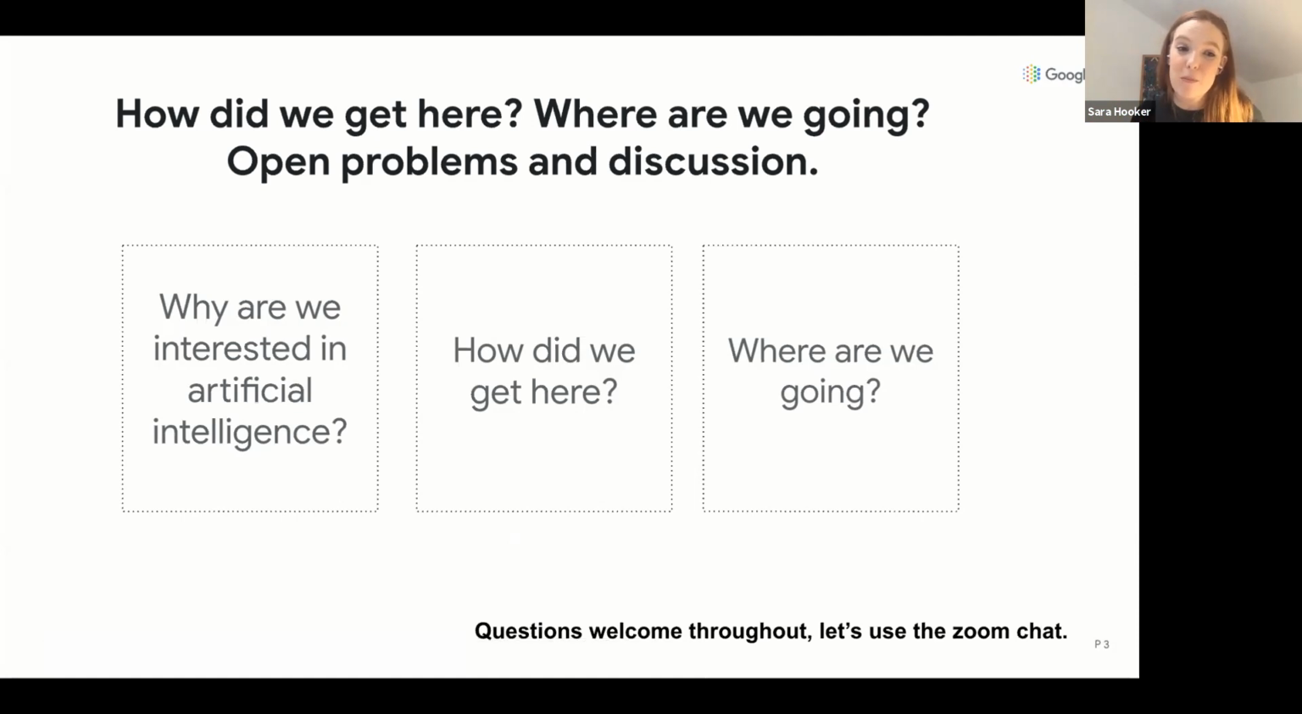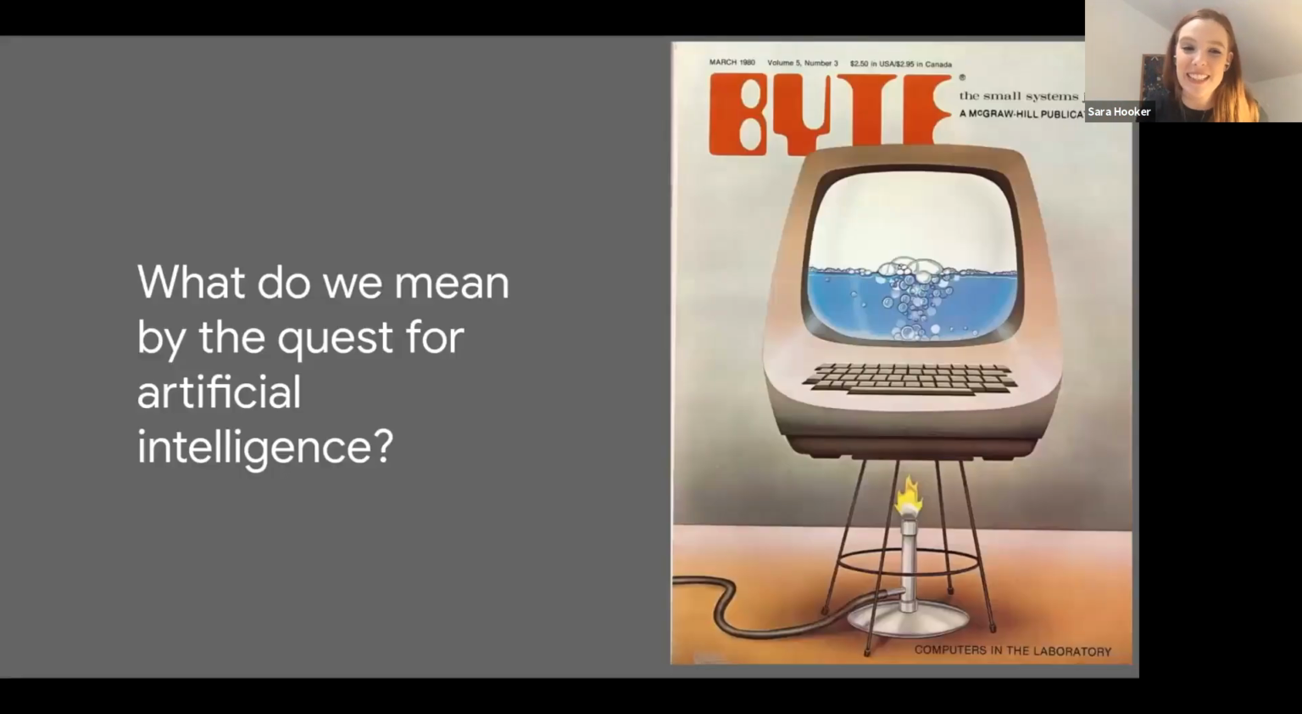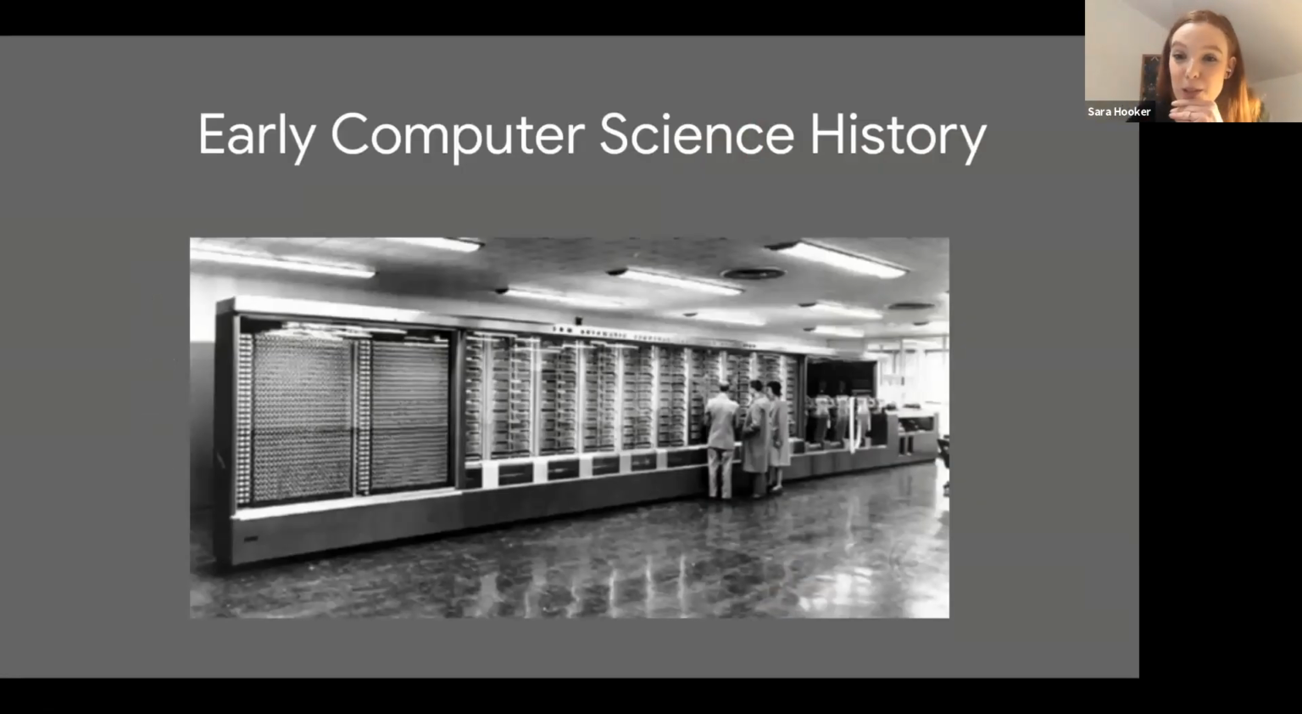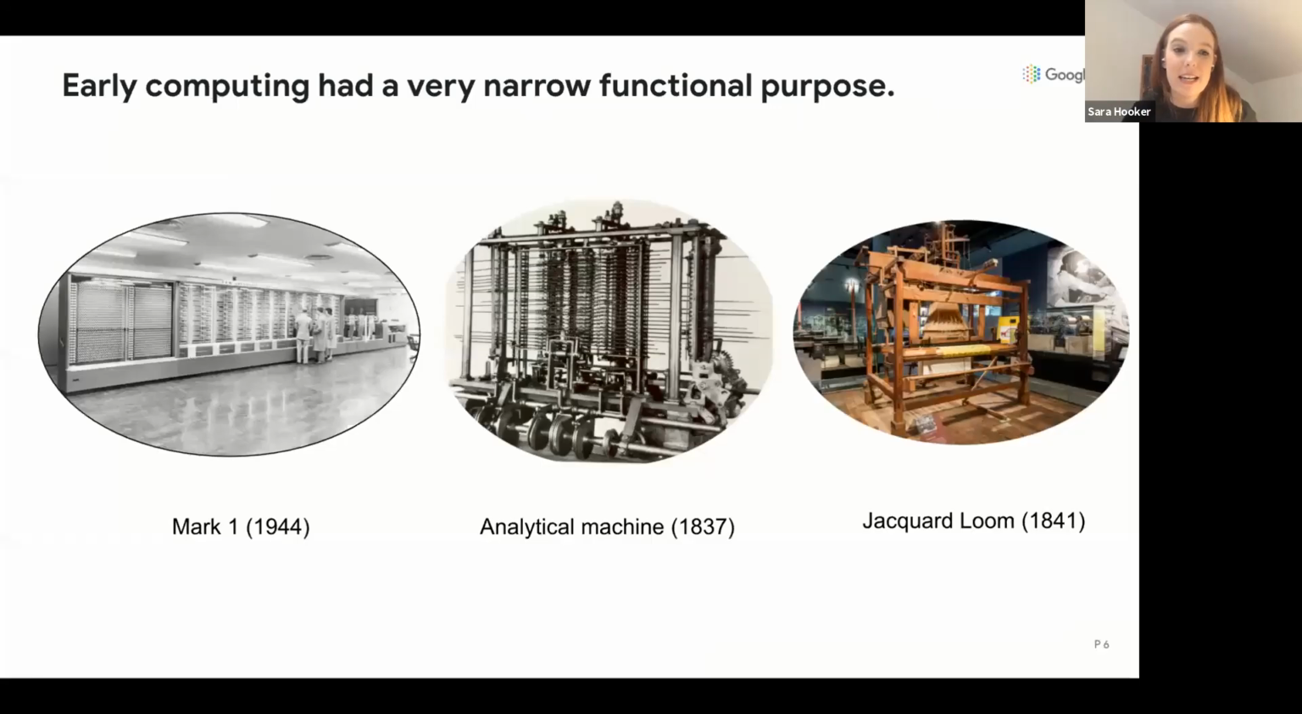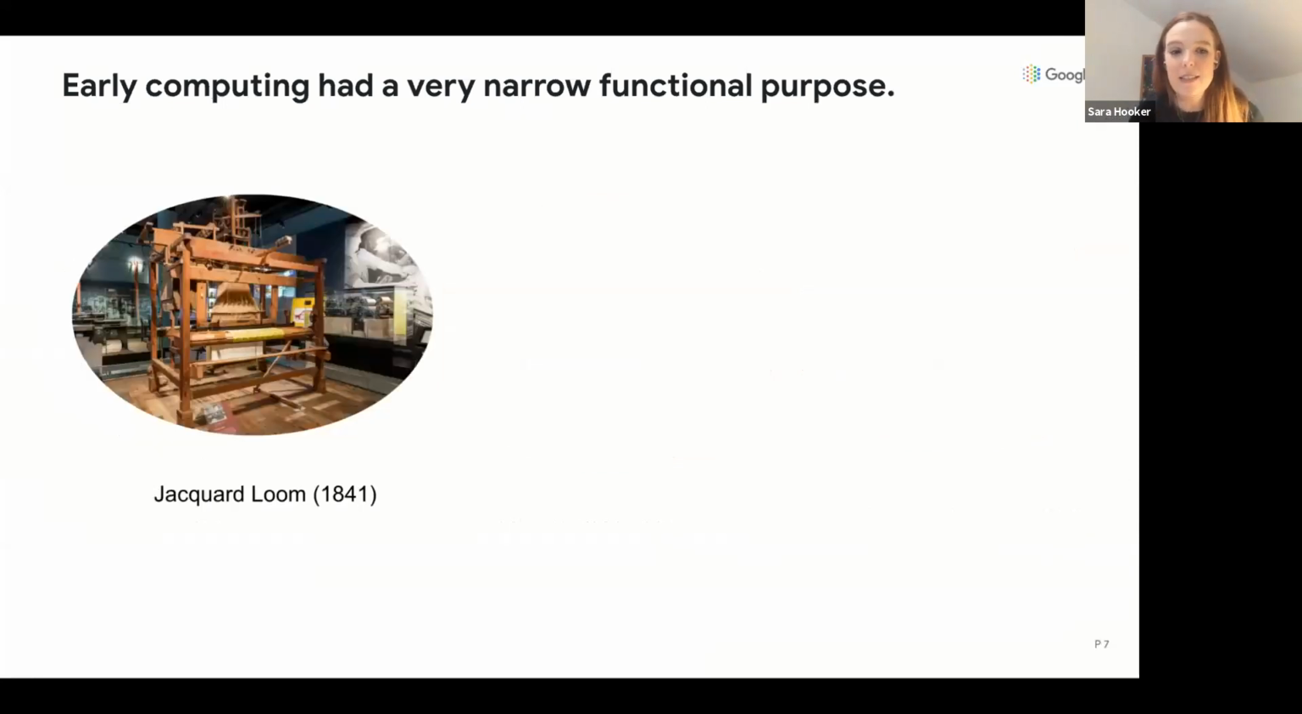And let's start by talking about why we're interested in artificial intelligence. What does this even mean? Really, to do that, we have to revisit early computer science history, and we have to think about what computers were, and here I'm talking about modern computers. Early computing had a very narrow functional purpose. So here, this is the Jacquard loom. Can anyone guess what this is for? What the function of this is?